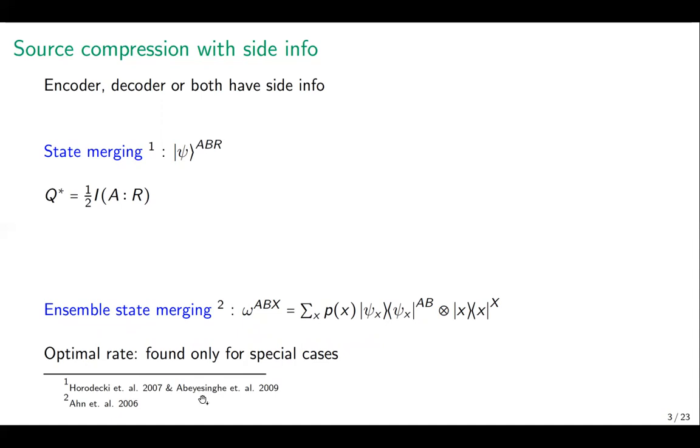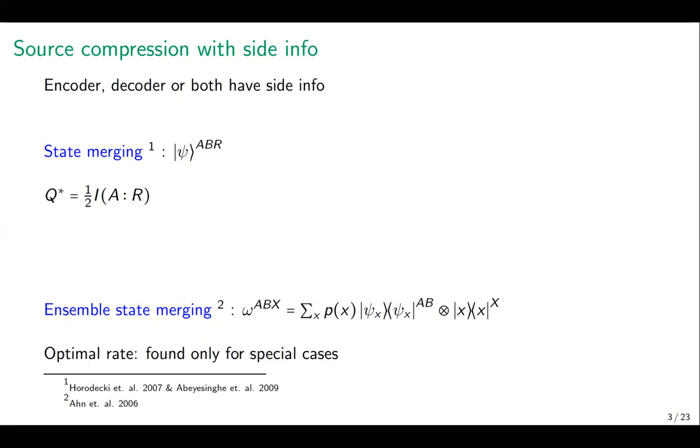One important example is state merging, where the source is a purified state, which is very similar to the purified state source of Schumacher. Here, system A is a system that we want to compress, and system B is the side information of the decoder. The optimal quantum compression rate for state merging, considering a noiseless quantum channel between the encoder and decoder, is equal to half of the mutual information between system A and the purifying reference system, R.